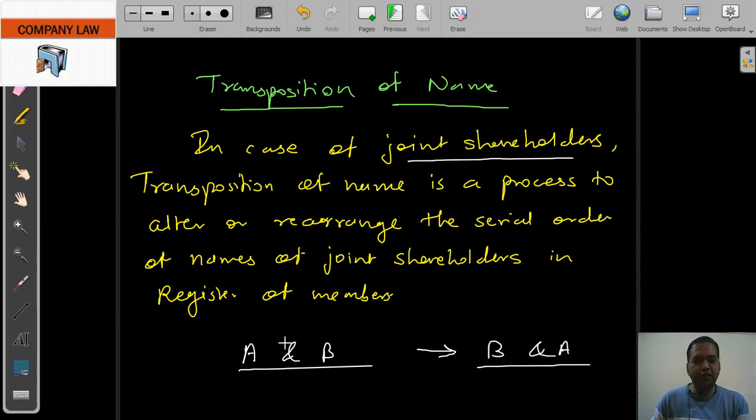So if these two shareholders are ready, they can give the application to the company and ask to rearrange the names on the share certificate as well as in the register of members. So board approval is sufficient for that matter. The application has to be given to the company, and this transposition of name can be done. So it is just a concept, which one should understand, the difference between transfer, transmission and transposition of name.